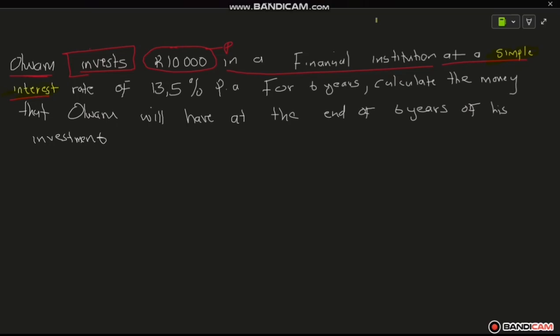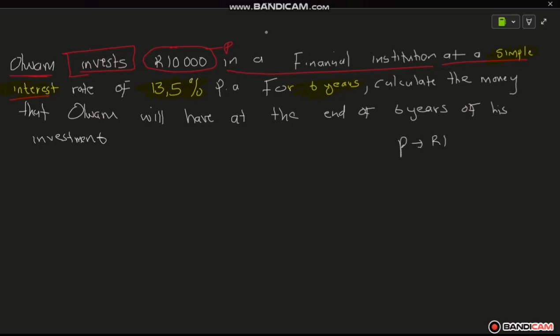We are given simple interest. They're telling us which formula to use, the formula for simple interest, now of 13.5%. This is the interest rate. I hope it makes sense. For 6 years, we do have N. Then they want us to calculate.